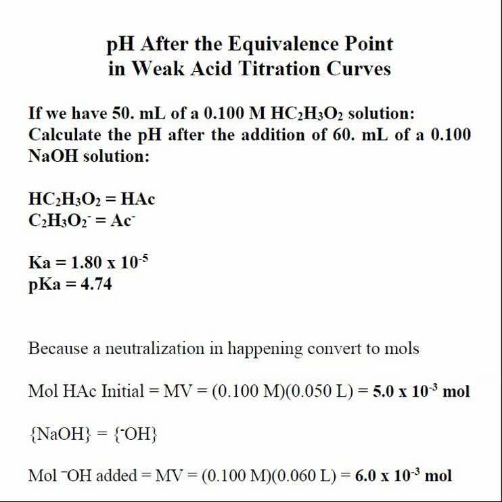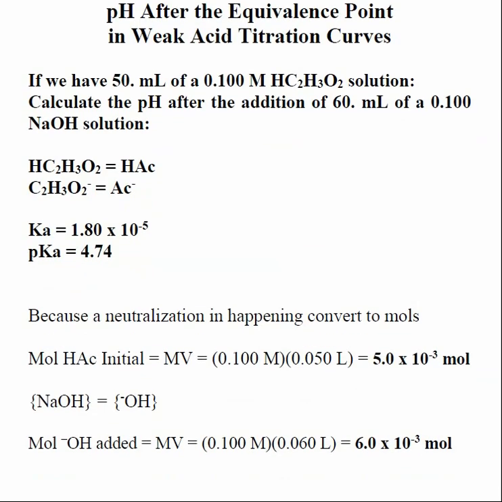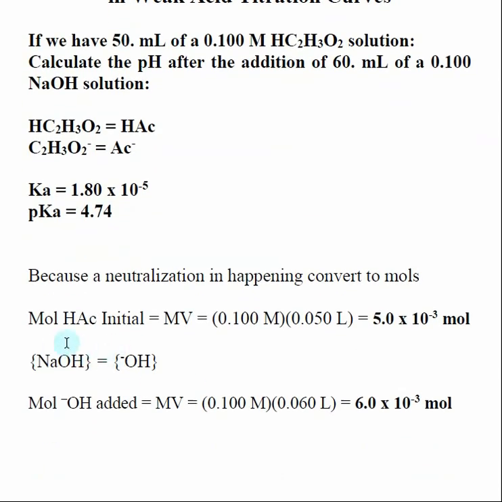So the first thing we want to do is prove that we're past the equivalence point. Same deal, I'm starting with a certain amount of our weak acid, acetic acid. I'm adding some base to that. I understand that there's going to be a neutralization reaction going on. So the first thing I want to do is find the number of moles of each species. For our acetic acid, molarity times volume. I've given you the molarity. Volume is 50 milliliters.